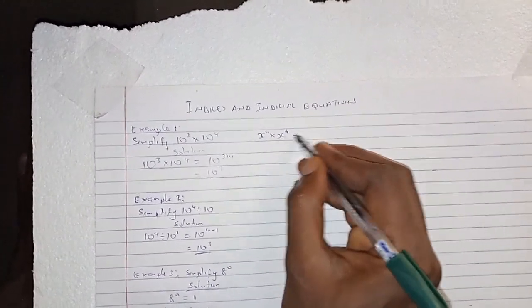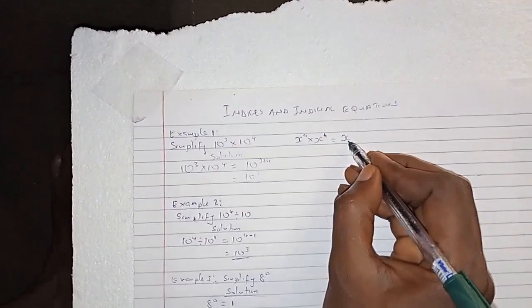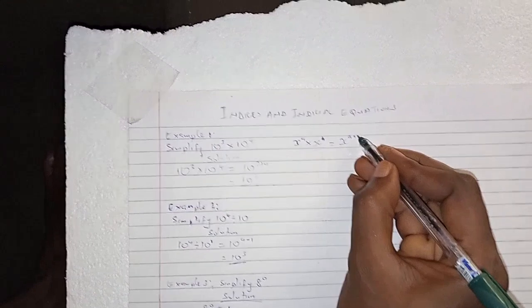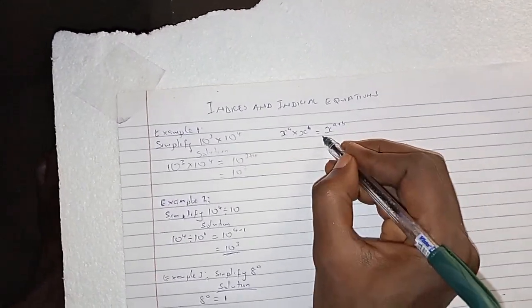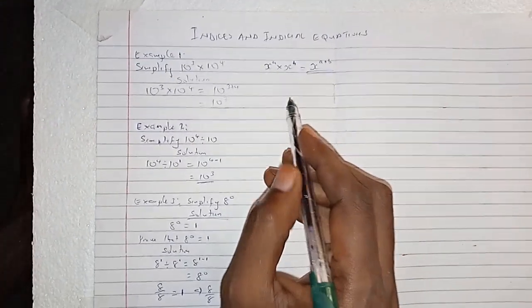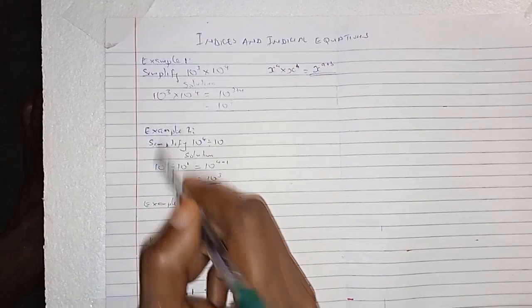Therefore, according to the law of indices, we represent the base with 1, then we add the powers, a plus b. So this is the general rule that provided us with the simplification of example 1.